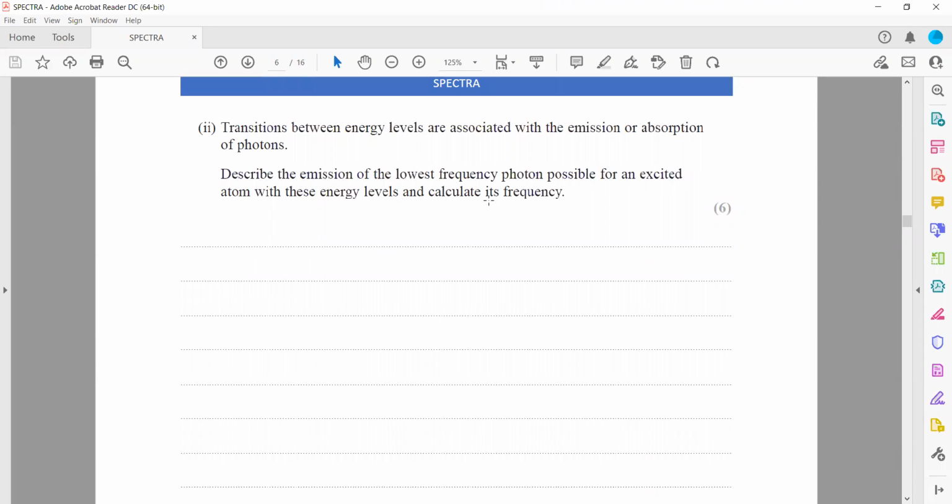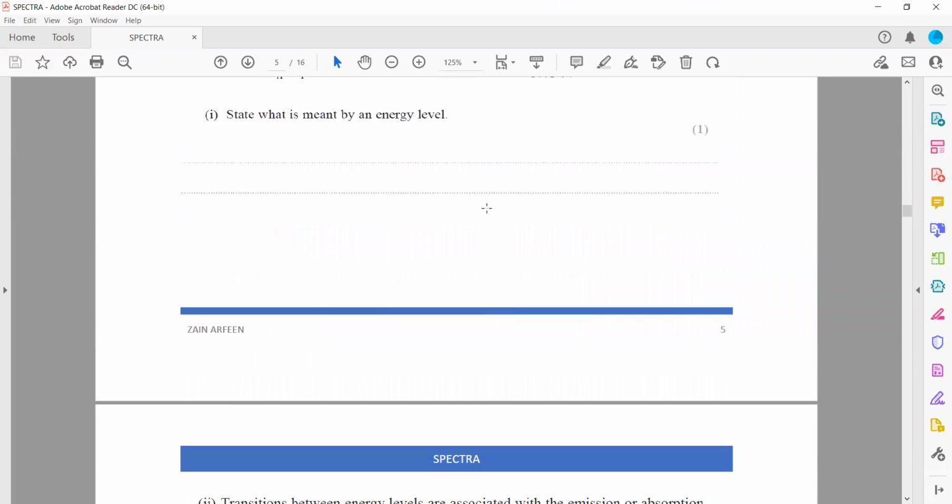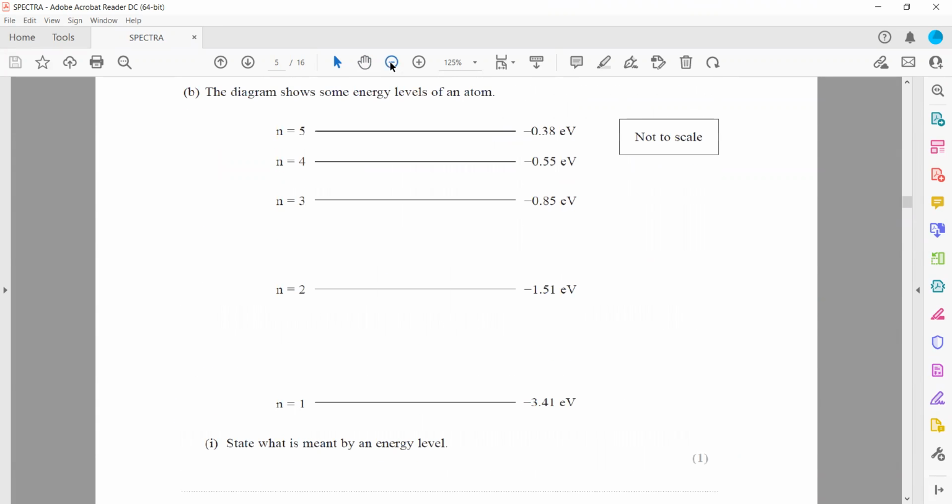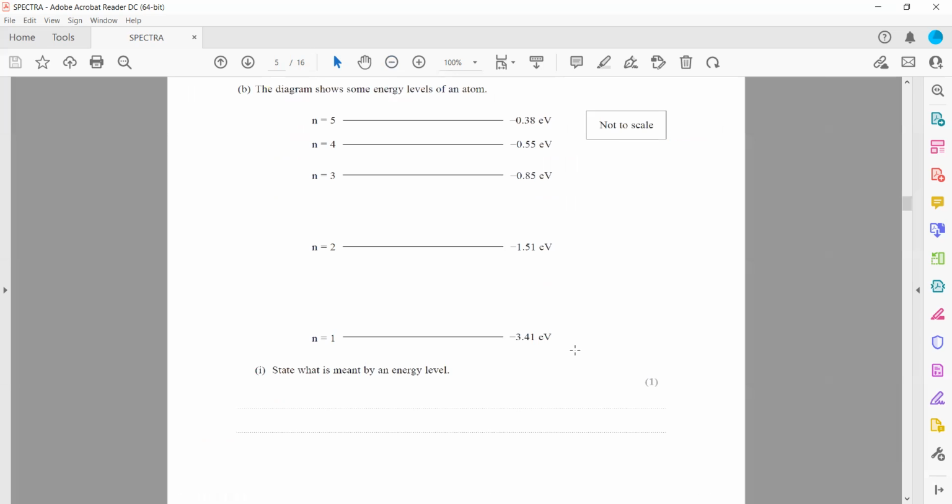Now, in the question, the transitions between the energy levels are associated with emission or absorption. Describe the emission of the lowest possible frequency photon for an excited atom with these energy levels, and calculate the frequency. So first, we want the lowest possible. Lowest possible means minimum transition. Using the gap, the distance between the levels, you can identify which one will be the lowest. When you check which gap is the lowest, from 4 to 5 is the shortest gap. So that will be the lowest frequency or the highest wavelength.